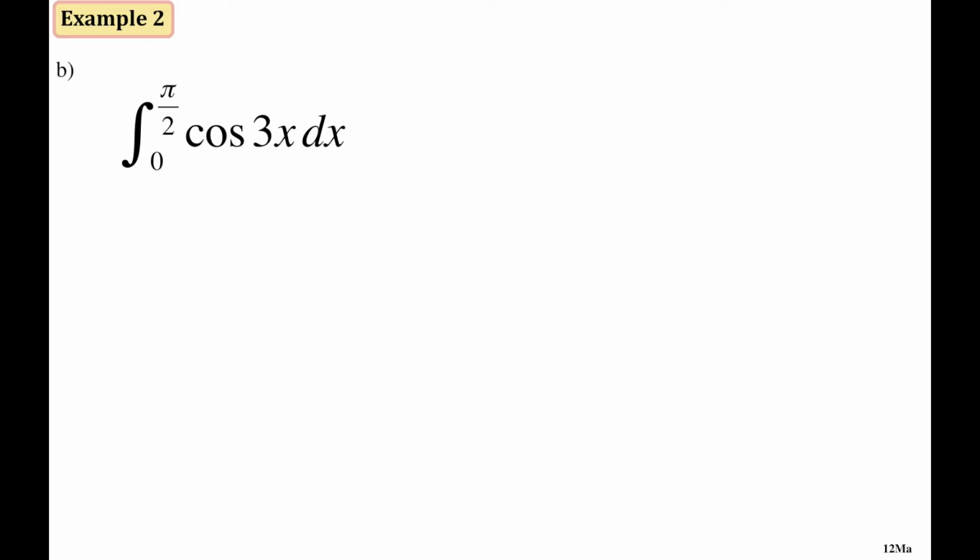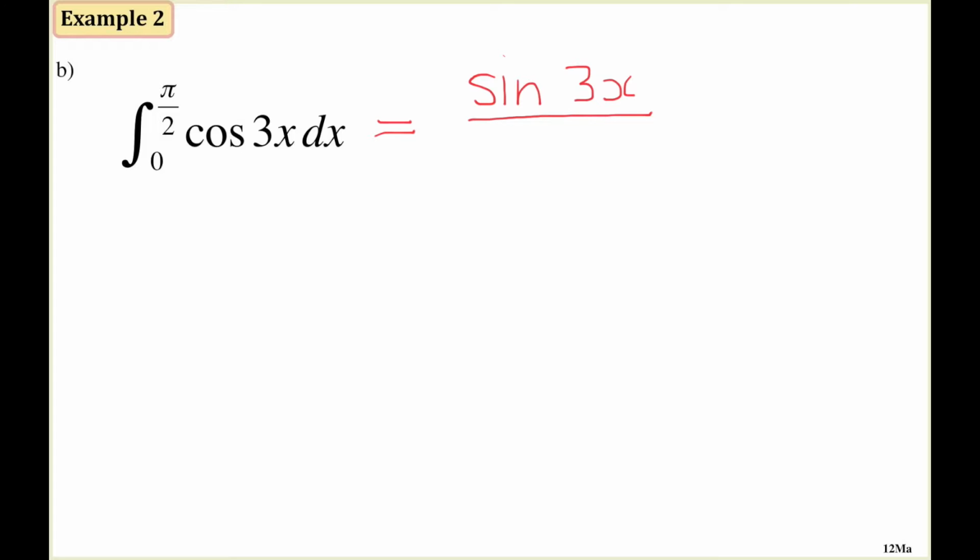Now for part B, we're integrating the cos of 3x. So the integral of cos is minus. Let's backtrack there. The integral of cos is sine, not minus. The integral of cos is the sine of 3x. The angle never changes, but we're going to divide by the derivative of 3x, which is 3. And we're integrating from 0 to pi on 2.